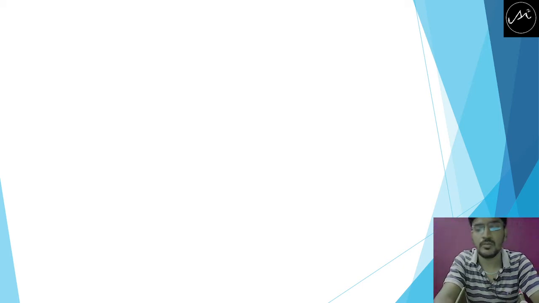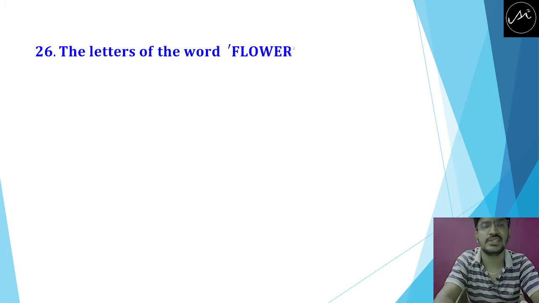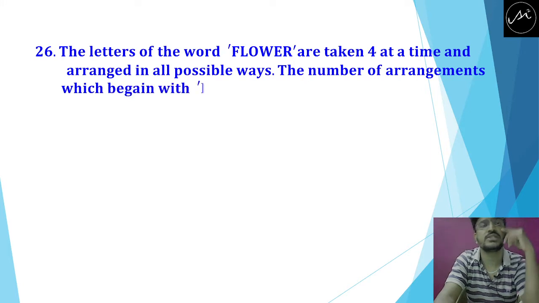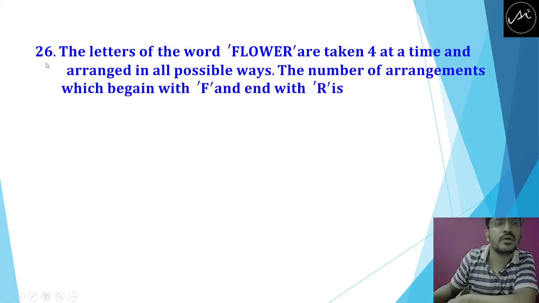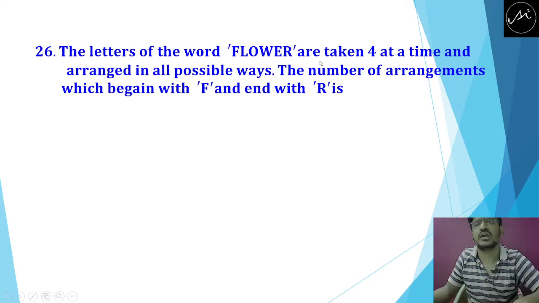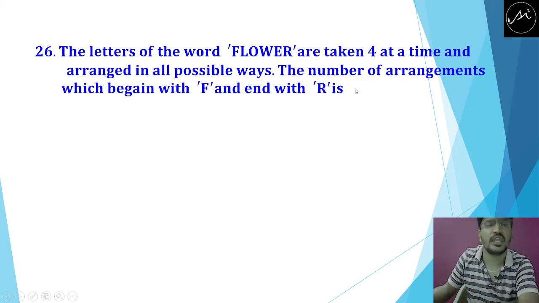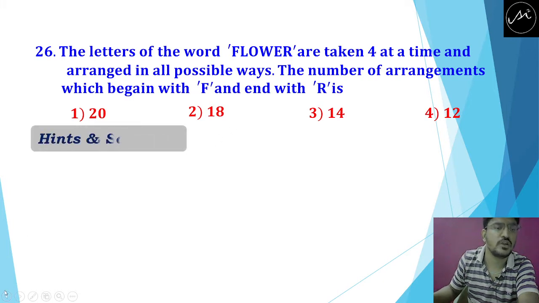Okay students, so now we can move to problem number 26. In problem number 26 you can see that they have given the letters of the word FLOWER, taken four at a time and arranged in all possible ways. The number of arrangements which begin with F and end with R is? So this is the same problem as we have solved previously.